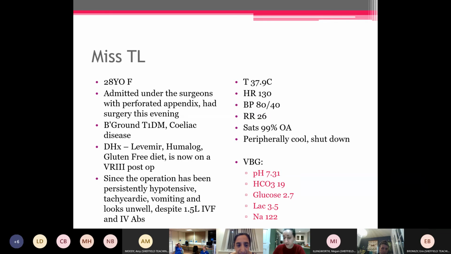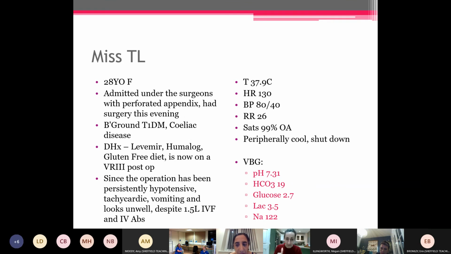We need to send her to HDU. Yeah, exactly. So this lady is sick, like really sick. I mean, everything that you guys just said is right. In my head, I've made up this case, so this isn't real. I was thinking adrenal crisis, but absolutely right. She may well just be dry, and we just need to give her more fluids.